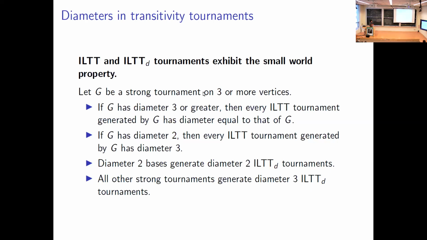In the dual case, this dependence on the base disappears. So yes, if the base has diameter 2, every dual transitivity tournament it generates will also have diameter 2. But in every other case, no matter what the diameter of the base is, it'll only generate diameter 3 tournaments under the dual process.